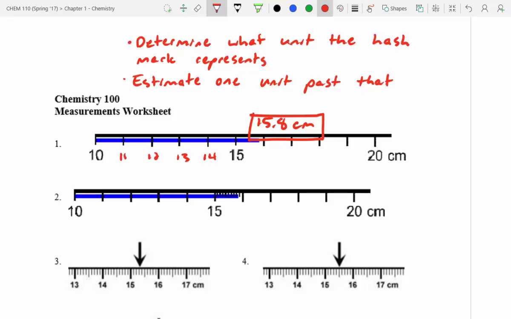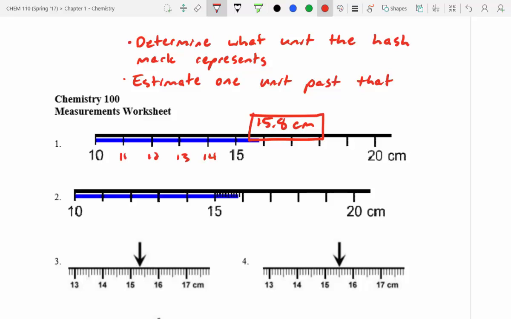Why wouldn't I say 15.8999999? Yeah, we don't have the tools to measure to the 0.99999 place, right? We can estimate 1 digit further, but we don't want to estimate any further than that, or else we're just really guessing at that point.